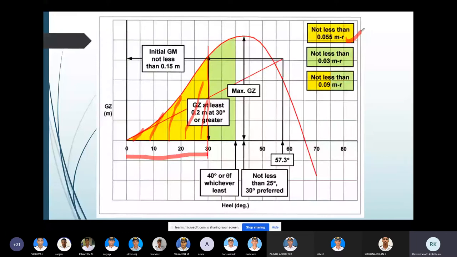We'll be doing a problem based on this, where you will be calculating the areas and finally seeing whether all the criteria are complied with or not. Basically we are first seeing the criteria. Towards the end, we will be doing a problem.